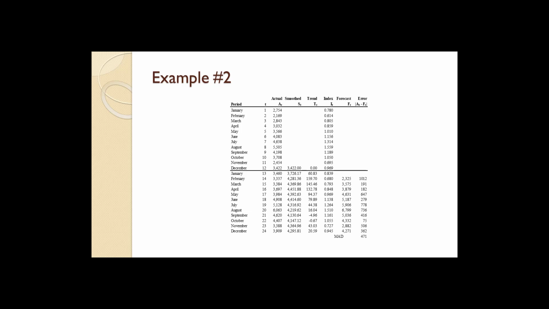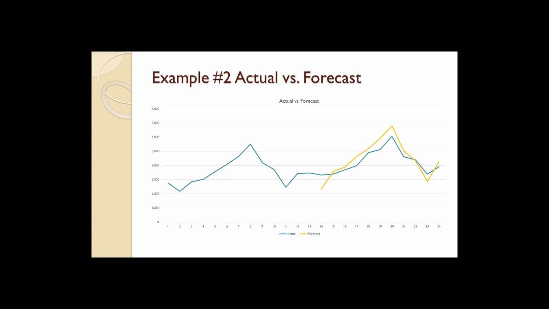Our final step is to average the absolute error terms. That yields a MAD of 471. If you got that correct, you likely got everything correct. Finally, the screen shows a graph of the actual demand versus the forecast. Just like last time, the fit is fairly good except for the first period of the forecast. Extending this for another year is left to interested listeners.